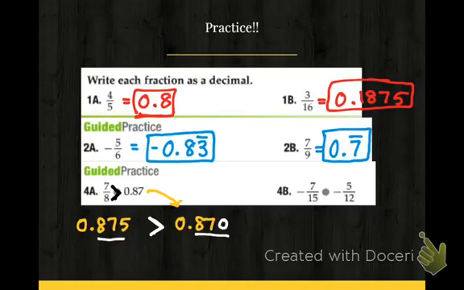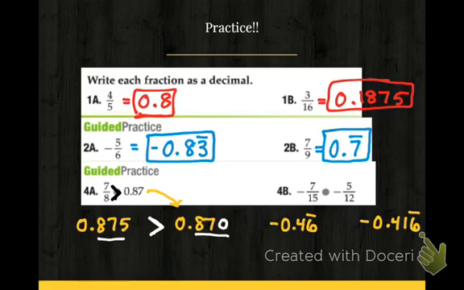All right, and let's do the last one now, 4b. I have negative 7/15. So I'm going to take negative 7, divide by 15, and I get negative 0.46, and the 6 is repeating. I have negative 5/12. If I take negative 5 divided by 12, I get negative 0.416, and the 6 is repeating.